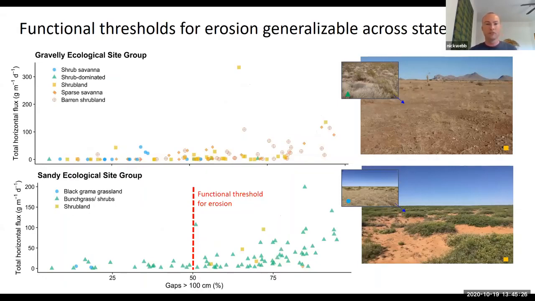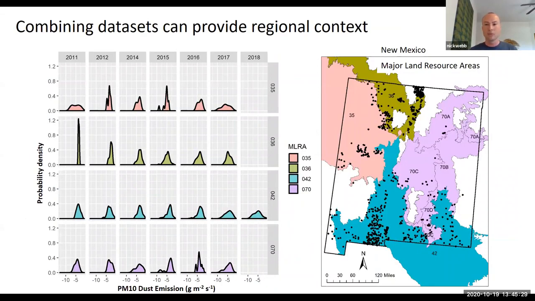And by bringing the different monitoring data sets together, we can also establish a regional context and temporal trends for the changes that we're observing at finer scales, say at an ecological site scale or at the scale at which a management practice has been implemented in a landscape. So the example here just shows some potential distributions of PM10 emissions across 4 different MLRAs in New Mexico as they're varying over time. As we get more data, we can start to fill in these distributions and better link them to different indicators of ecosystem attributes and services.